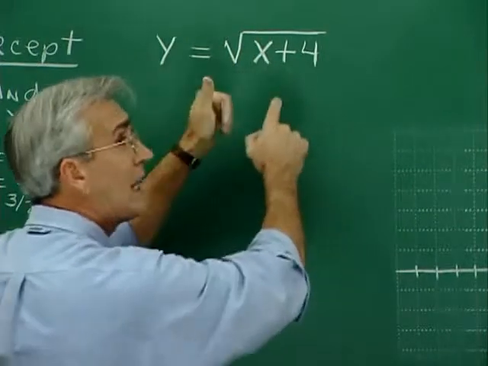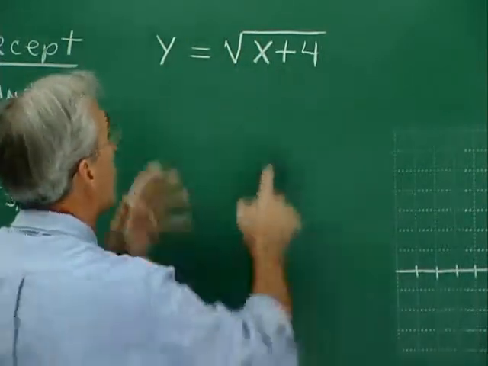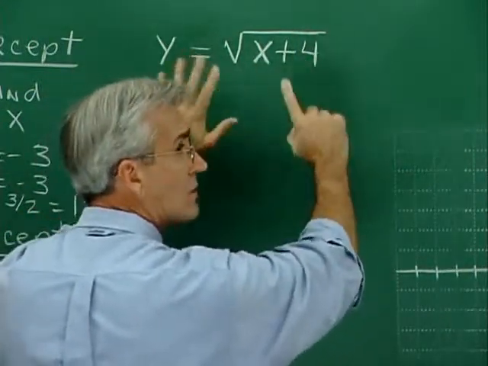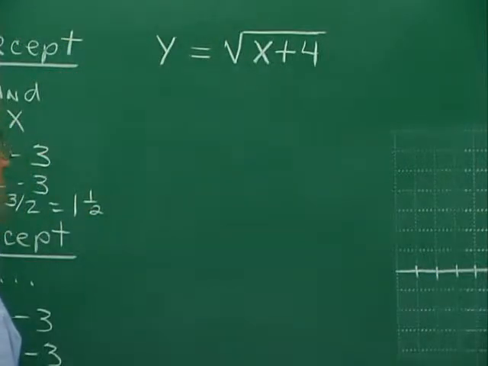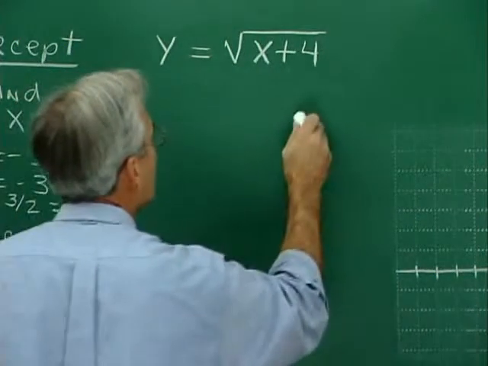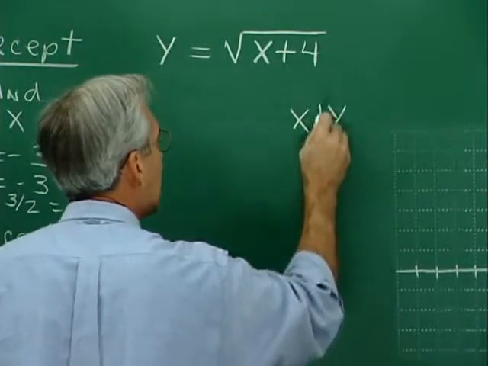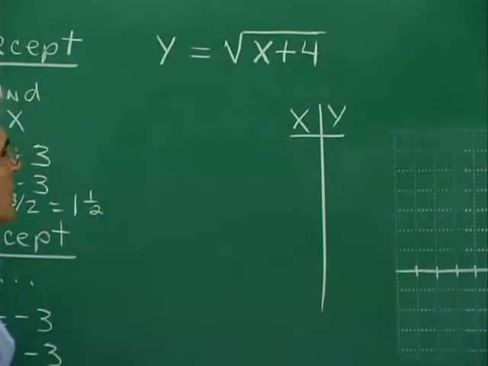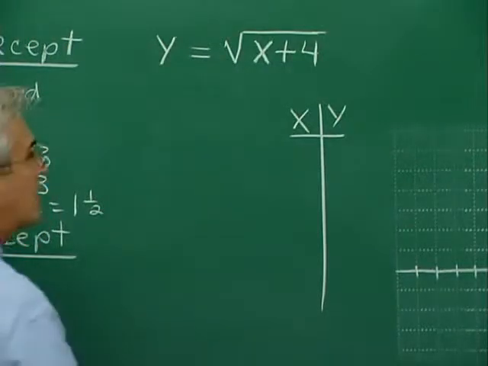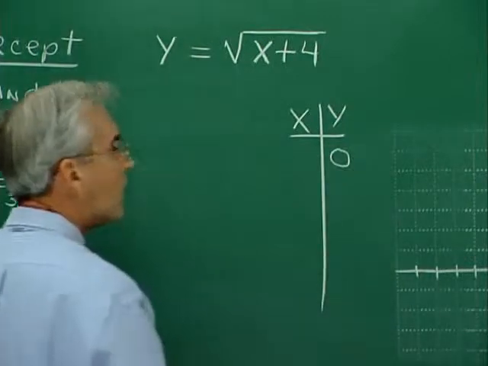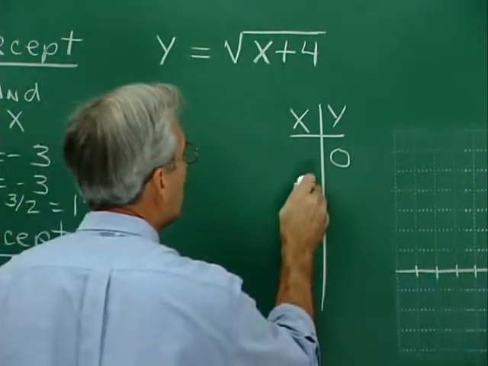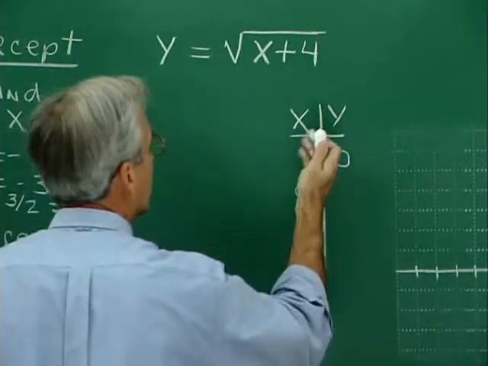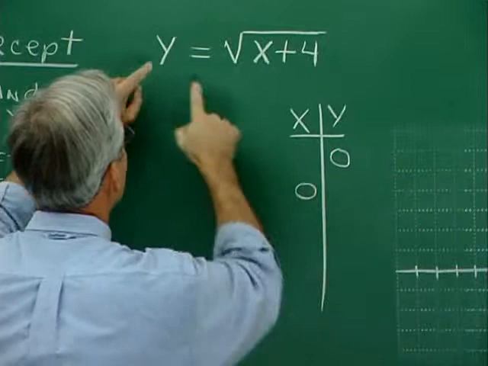x can't be any less than negative 4. If it were negative 5, for example, negative 5 plus 4 would be a negative number. So that's out of the realm of possibility here. All right, let's go through the notion of making a table of values, and let's find our intercepts first. If we're looking for an x-intercept, then we would let y be 0 and solve for x. If we're looking for a y-intercept, we would let x be 0 and solve for y. All right, for the x-intercept, we let y be 0.